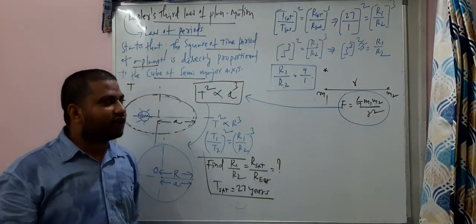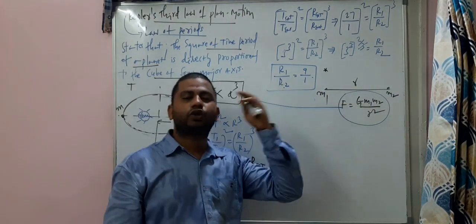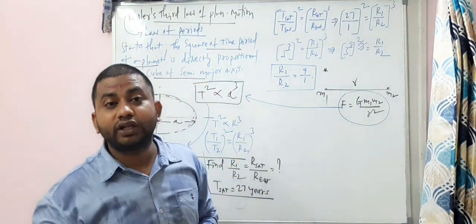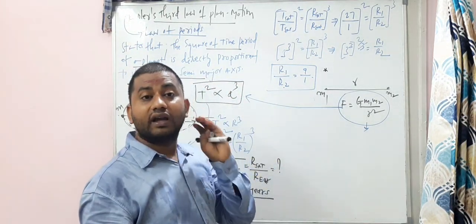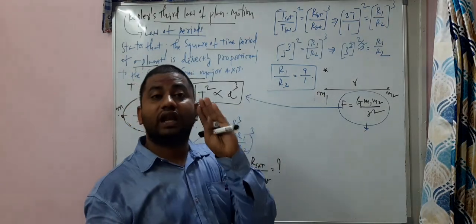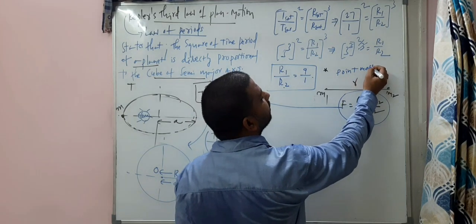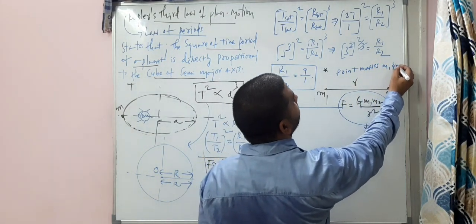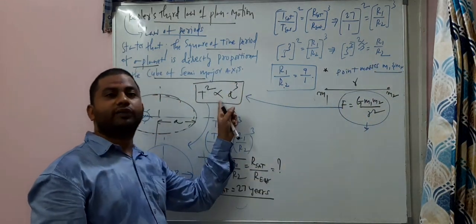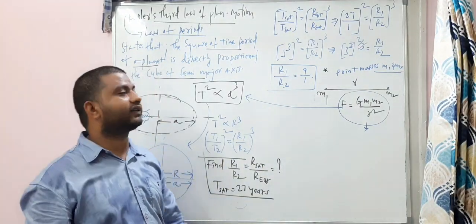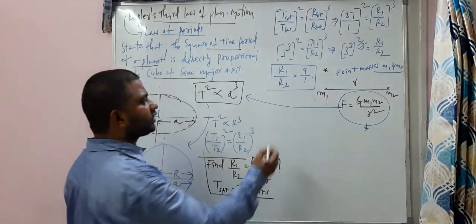This G m1 m2 by r square is the gravitational force equation between any two point masses, and this is the universal gravitational law. It is valid for point masses. m1 and m2 are the point masses. Okay. And this expression is got from Kepler's laws. It can be derived from Kepler's laws, my dear students. Anyway, we are talking about the gravitational force, right?